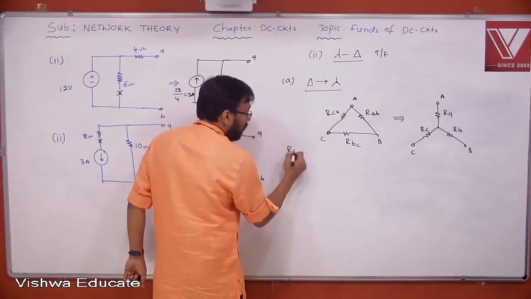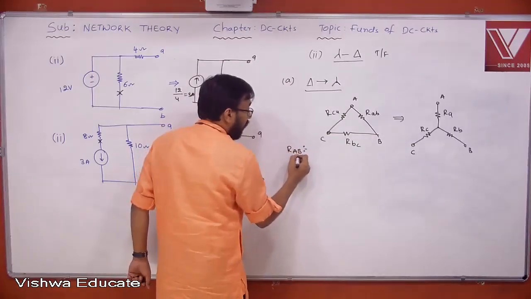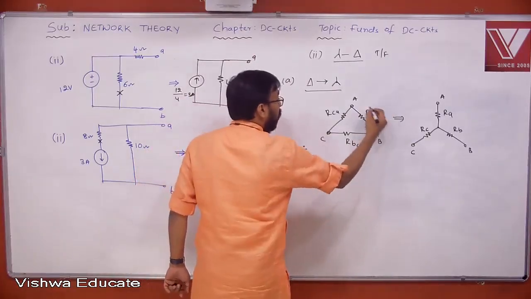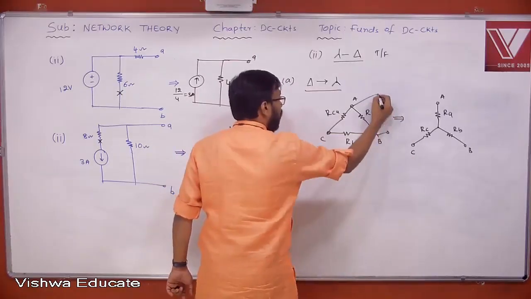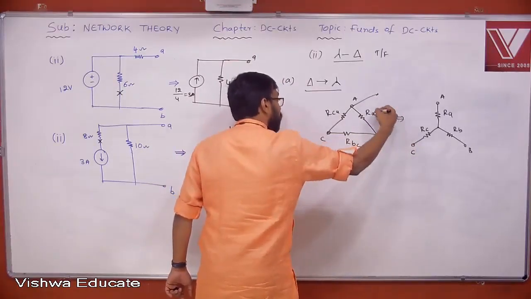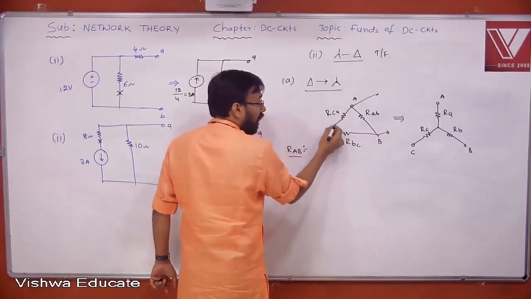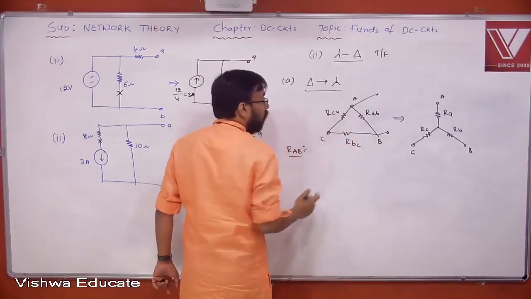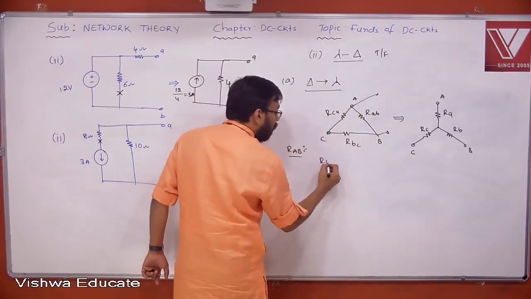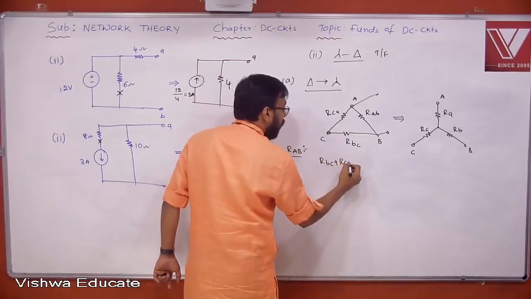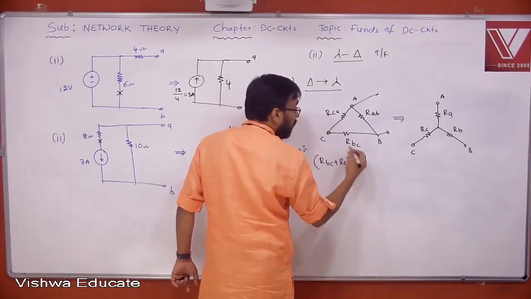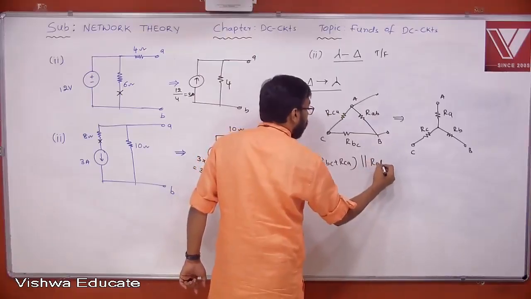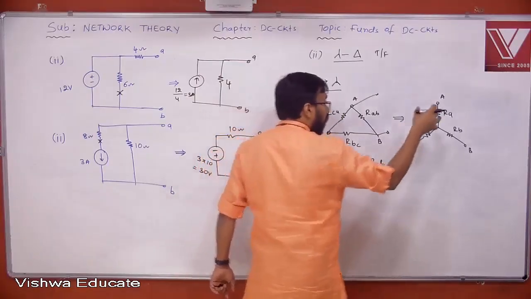Now RAB first, let me take here. RAB, capital AB. So you are looking into the network through these two terminals. When you look into the network through the AB terminals, these two elements look like series, and then it is becoming parallel. Therefore, RBC plus RCA, these two are in series and the result is parallel with RAB. It must be equal to RAB in this case.